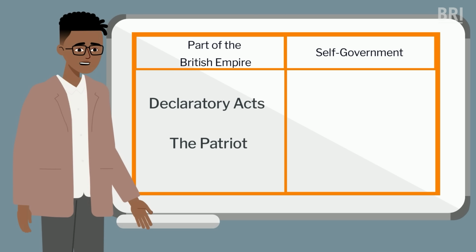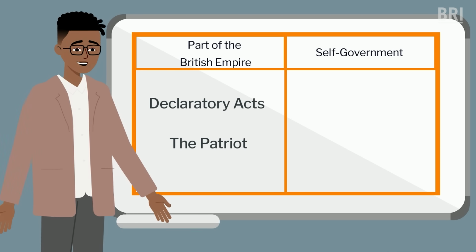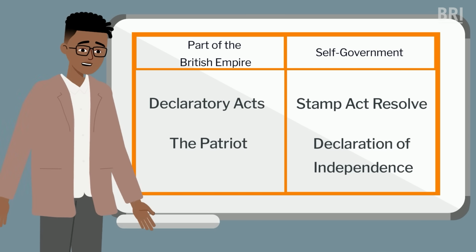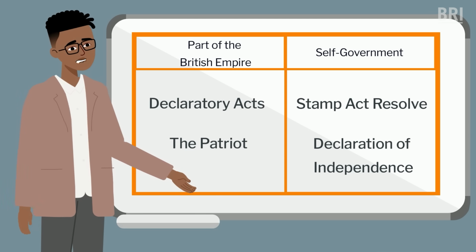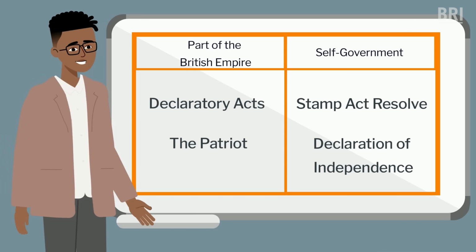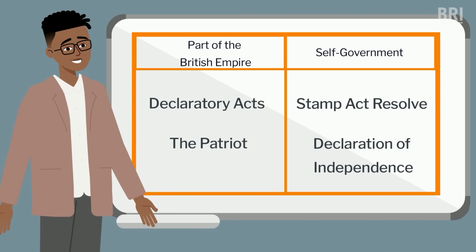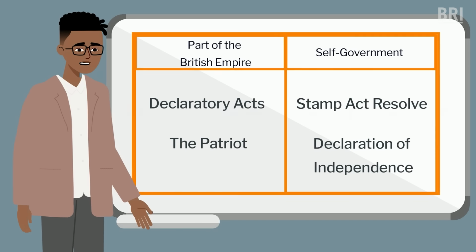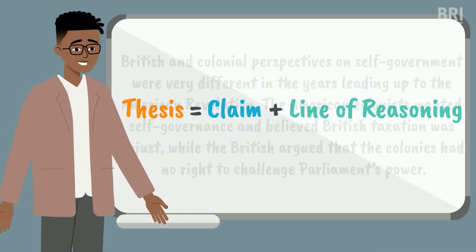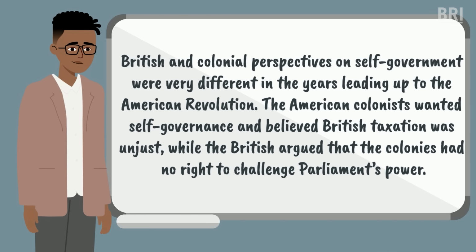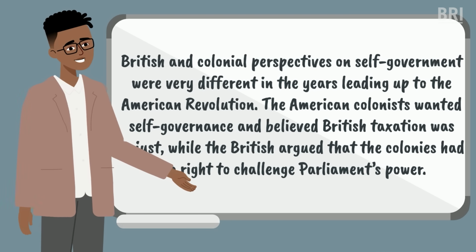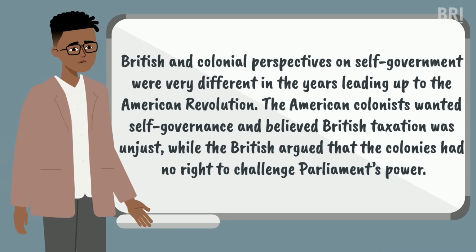The Declaratory Acts and the Patriot argue that the colonies were under full British authority. Meanwhile, the Stamp Act Resolves and the Declaration of Independence show that colonists believed they had the right to self-govern. By grouping our sources, we can now craft a strong thesis statement. Let's put it all together. This thesis summarizes our findings and sets up a clear argument using evidence from the documents.